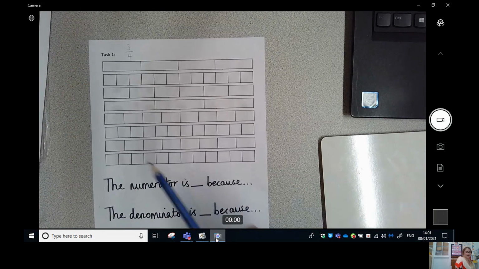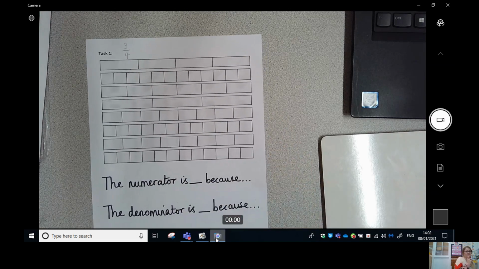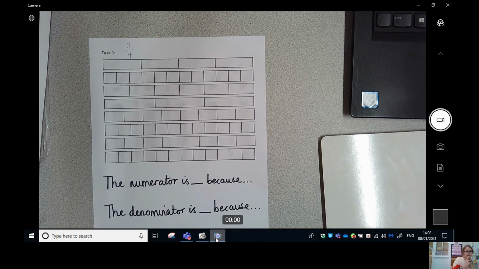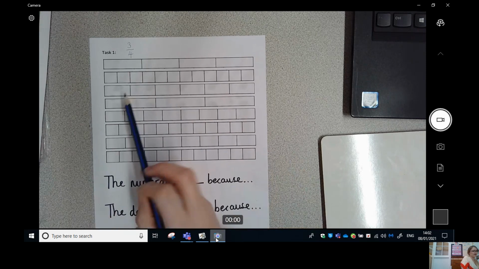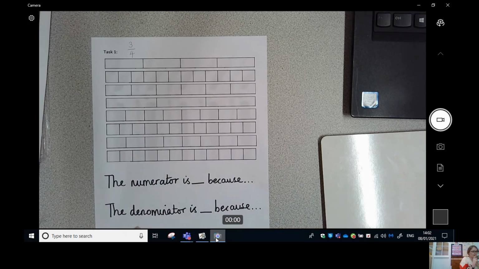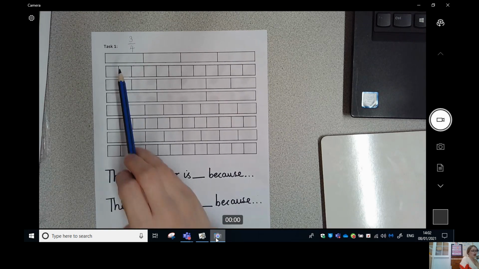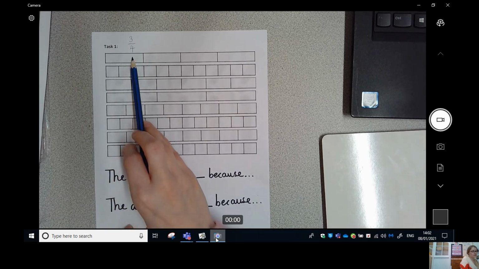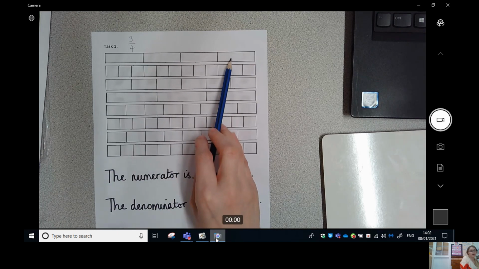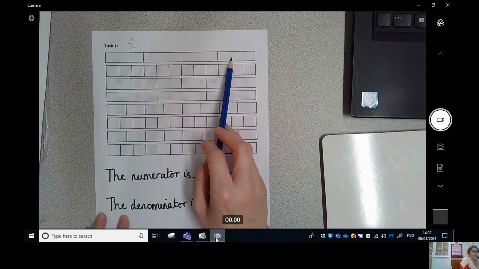The first thing that I need to think about if I'm doing 3 quarters is I need to find the bar that is split into quarters, because that's a really important bit I need to start with. So 4 tells me I need 4 parts. So I'm going to look at the bars. They might not be in the order that you do it because they're mixed up on the board. I'm going to count them. So 1, 2, 3, 4. Oh, fantastic. This is the one that I need to use because it's in 4 parts.